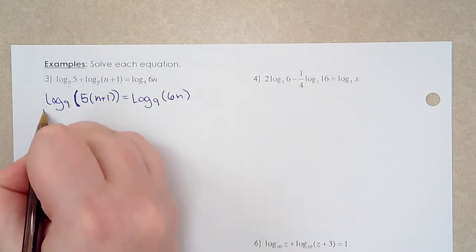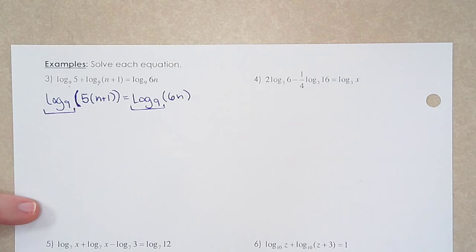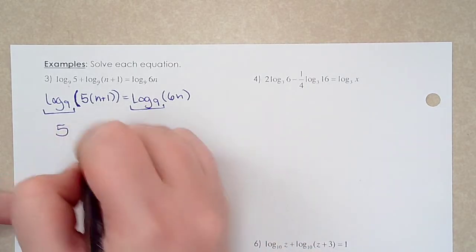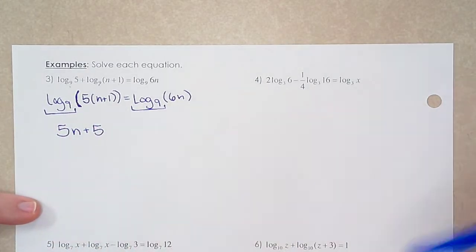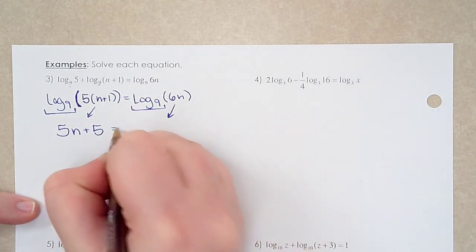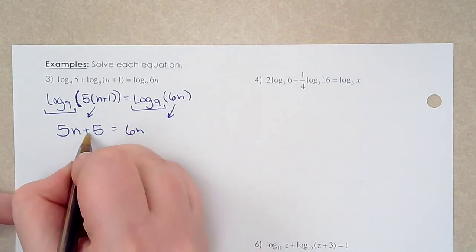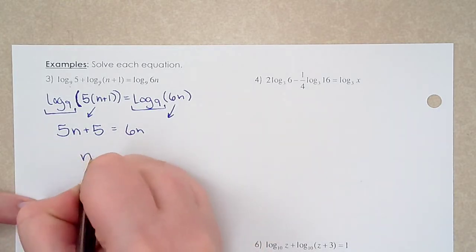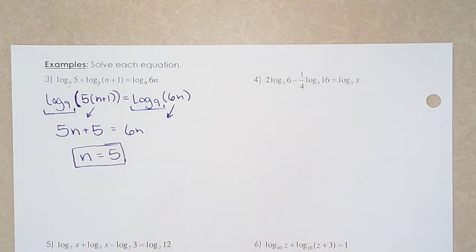Now, based on the fact that these have the same log base 9, I know that whatever is in their parentheses must also be equal. So I'm going to say that and I'm going to distribute in the process here, everything in the first set of parentheses has to be equal to everything in the second set of parentheses. I can solve this pretty easily by subtracting the 5n over, and I just get n equals 5. And if I plug that back in, I'm going to find that it does in fact hold true.